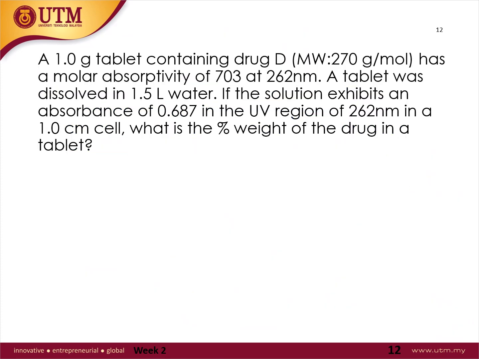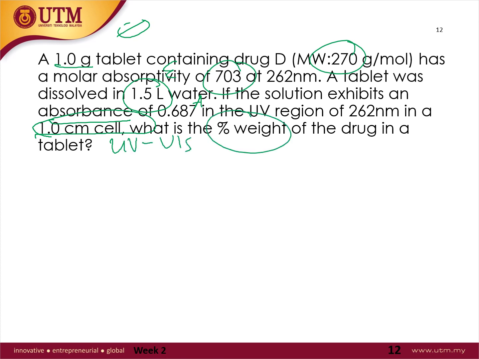Okay, last example. This is one of my last slides. A 1 gram tablet containing drug D, having this molecular weight, has a molar absorptivity epsilon of 703. If you dissolve it in 1 liter of water, you get an absorbance of 0.687 in a 1 cm cell. When you see the words 1 cm cell, you know already this is UV-visible. What is the percent weight of the drug in the tablet?